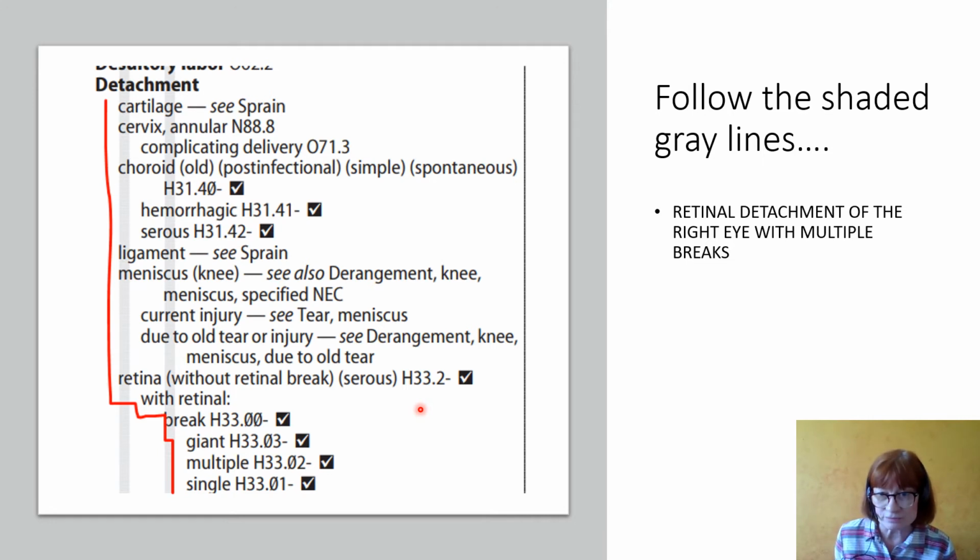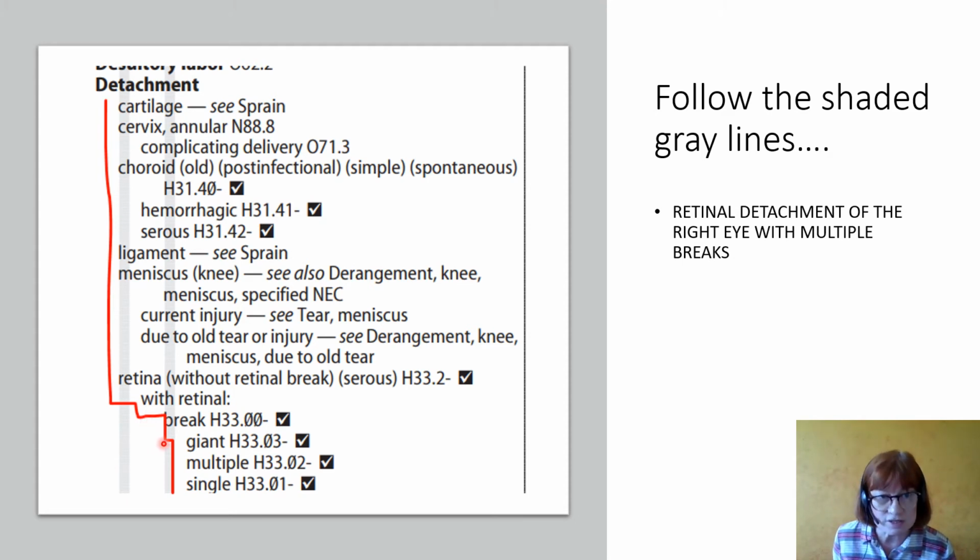Therefore, we are going to continue to read indented below retina. We see the word with retinal. It sits on top of that second shaded gray line, so we've moved over one indentation. But we still have more. We have break and we have multiple.